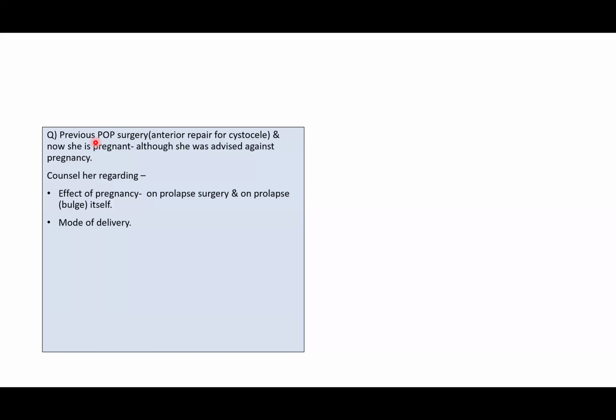Patient had a previous pelvic organ prolapse surgery, okay? Suppose this patient whom we are discussing, she had the surgery, that is the anterior repair for cystocele, and now she is pregnant, although she was advised against pregnancy. How will you counsel her regarding the effect of pregnancy on prolapse surgery and on prolapse itself and the mode of delivery? So I just need the management part. History taking part will be the same. Can someone unmute and tell me just 4 or 5 lines? That's all.